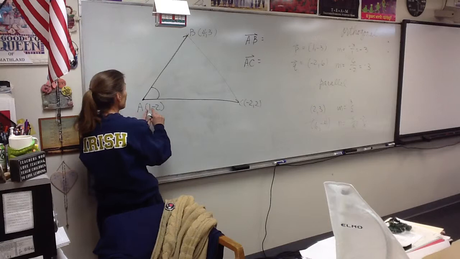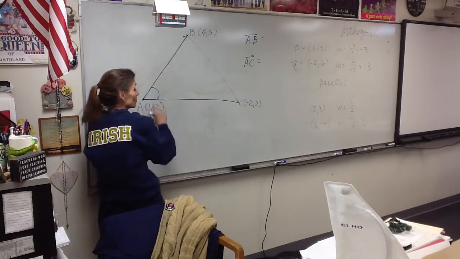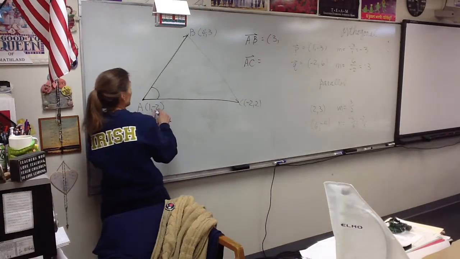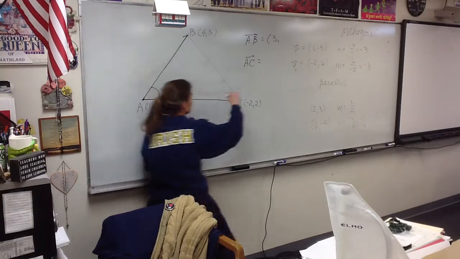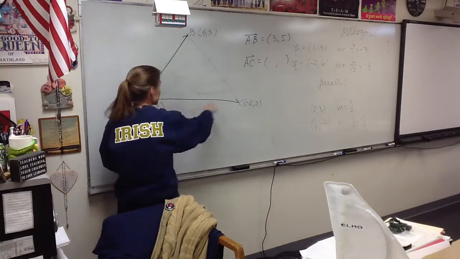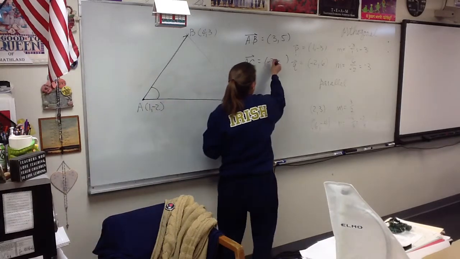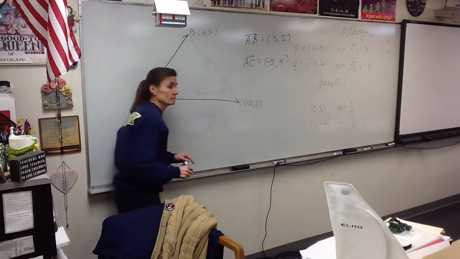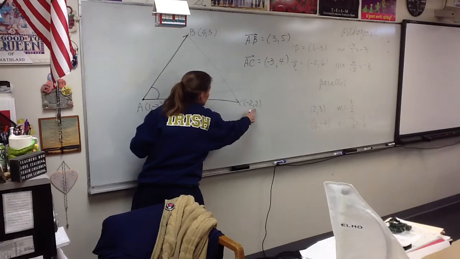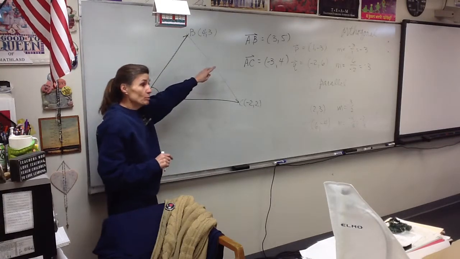Okay, what are the coordinates of AB? AB, we're going from 1 to 4, and from -2 to 3. What about AC? -3, 4. These are our two vectors. I want to know the angle between those two vectors.